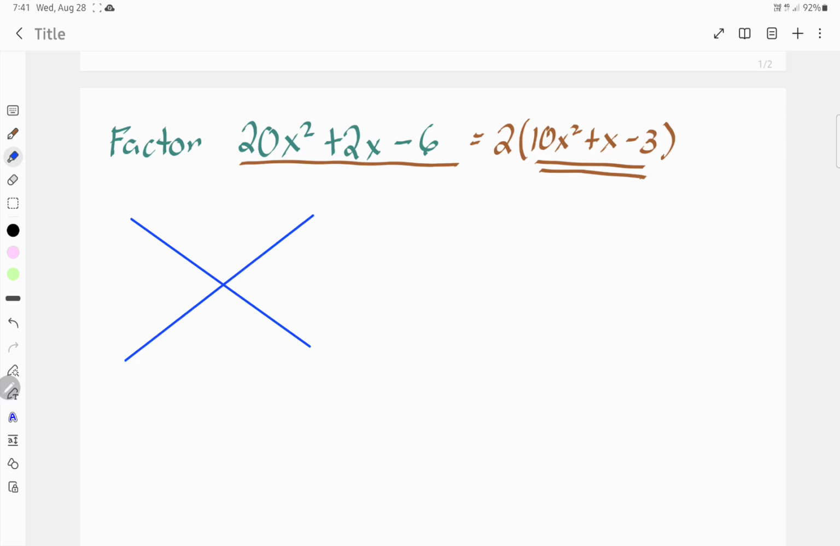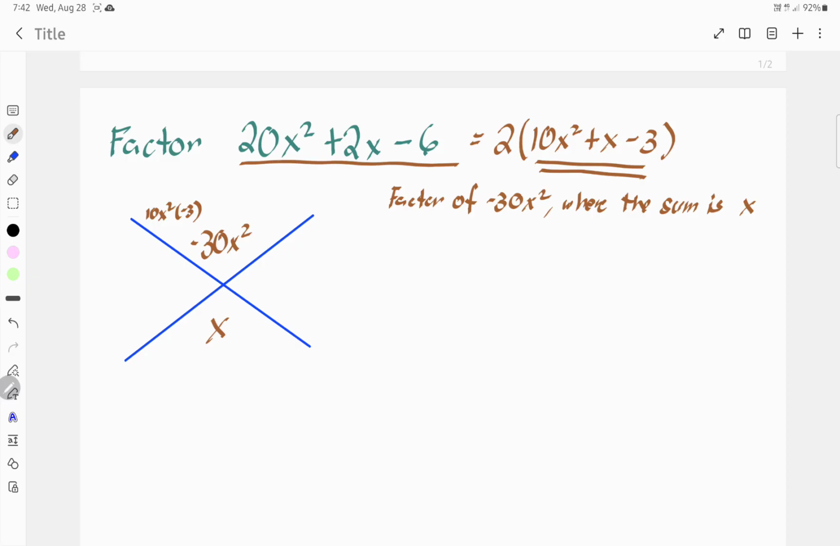Okay. So, multiplying now 10x squared times negative 3. So, I have now negative 30x squared. And then the middle term is x. So, once again, I'm going to get a factor of negative 30x squared where the sum is x.